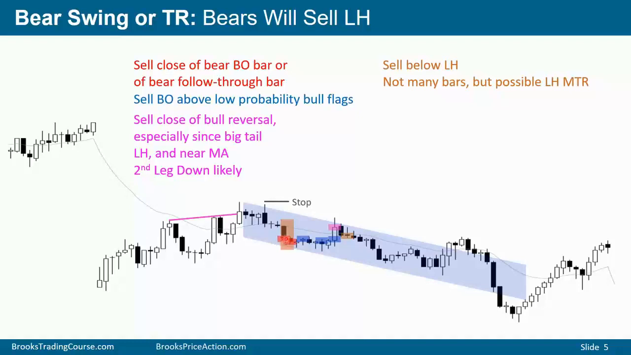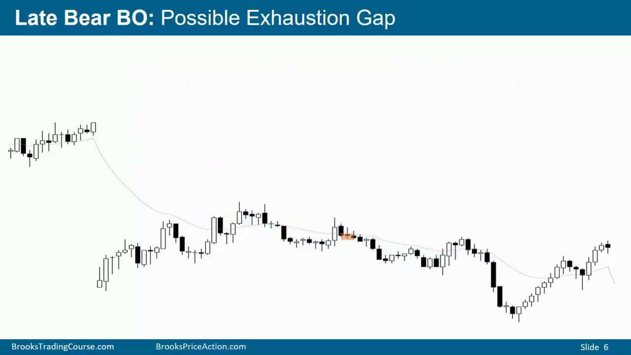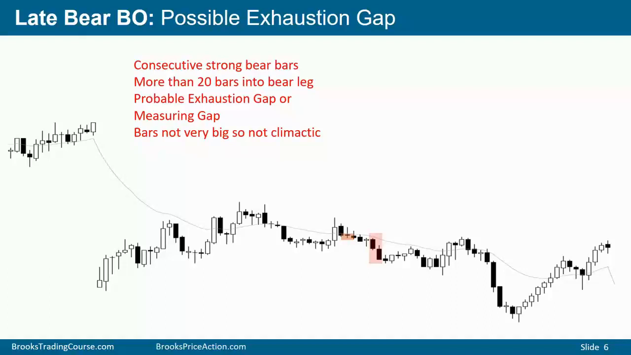The bears who did not sell here could sell below this bear bar. It's a failed bull reversal and a lower high. Again, consecutive bear bars, decent size, closing near their lows. We're more than 20 bars into the bear leg. This breakout could be a measuring gap. It could lead to a measured move down.